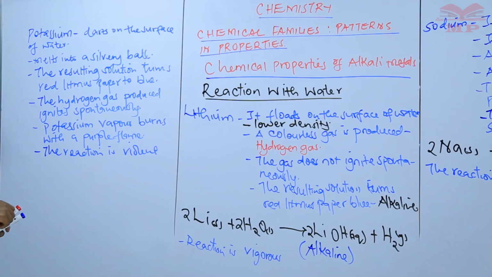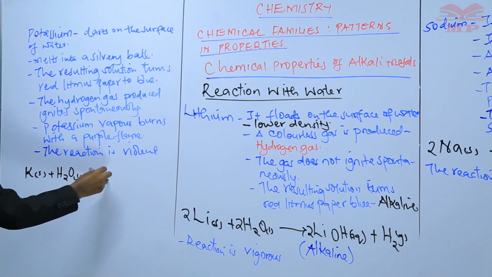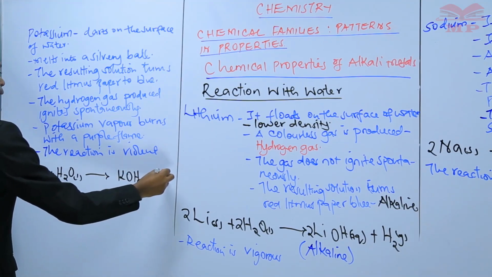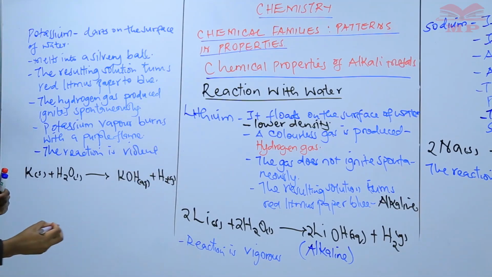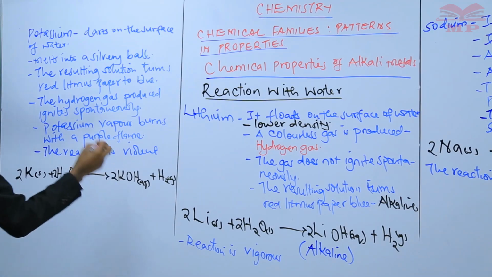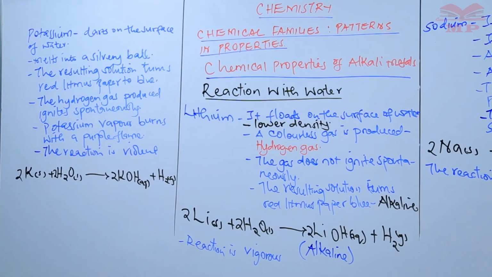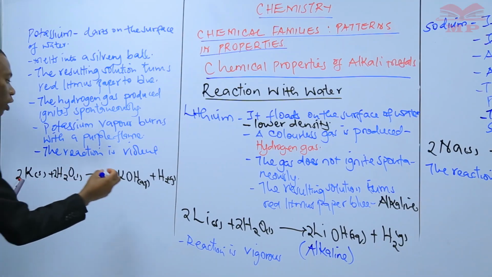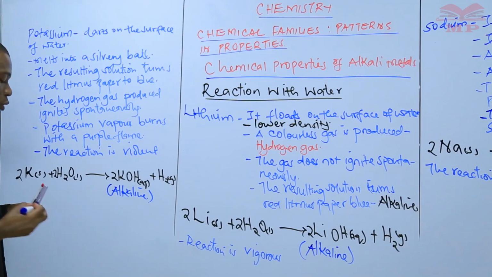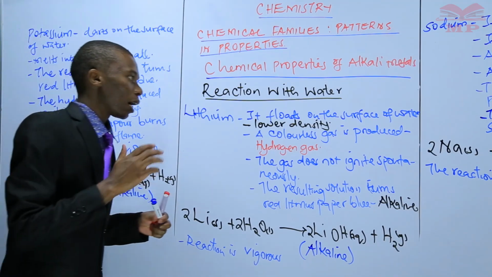Then maybe if we include the equation for the reaction between potassium and water, say potassium, which is a solid, reacts with water, leading to formation of potassium hydroxide and hydrogen gas. Therefore, to balance, again, you need an equation which is balanced, and we balance it like that. And this solution, which is now potassium hydroxide, is the alkaline solution. So potassium hydroxide is also alkaline.